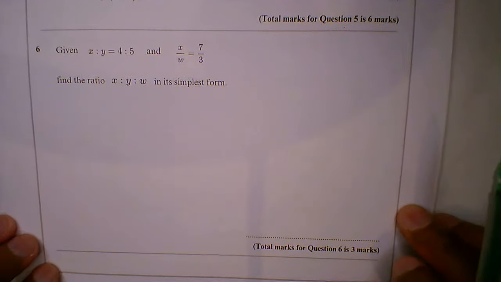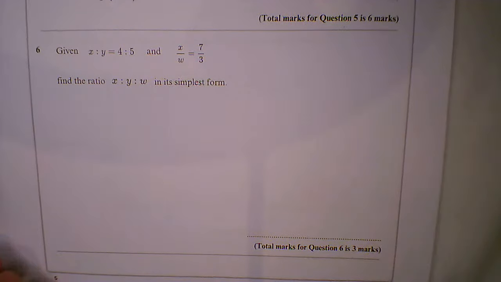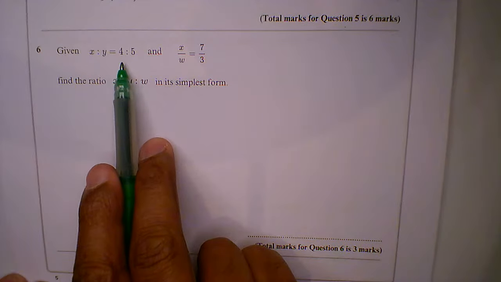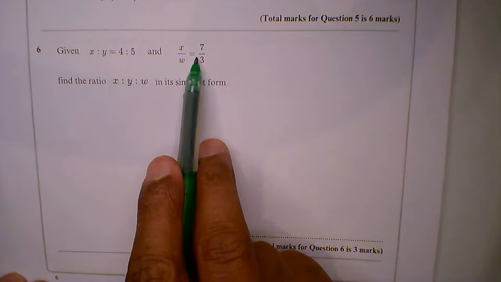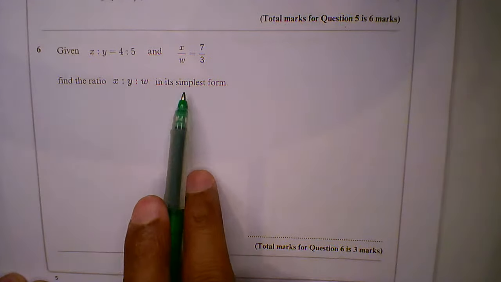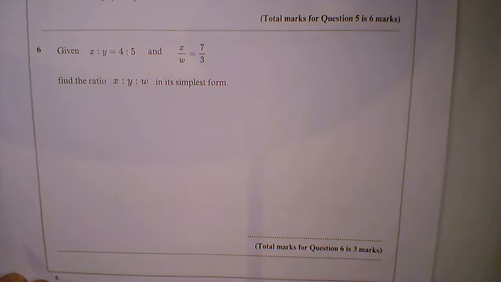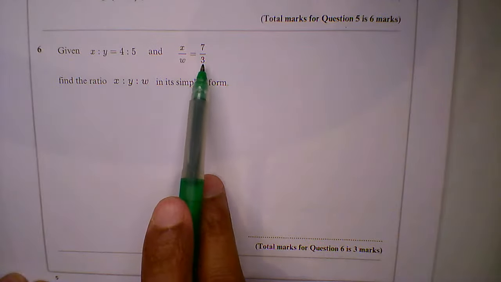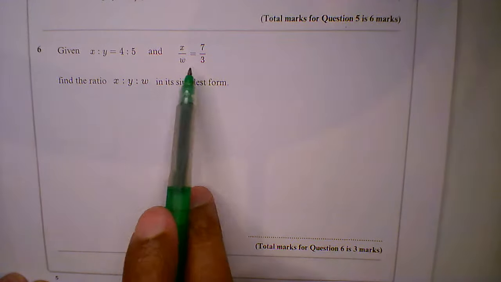Okay, so here is question 6. Have a go with question 6. Question 6. Given x to y equals 4 to 5 and x over w equals 7 over 3, find the ratio x to y to w in its simplest form. So I've got different things going on here. I've got a ratio and I've got a fraction. So I need to have them kind of in uniform.